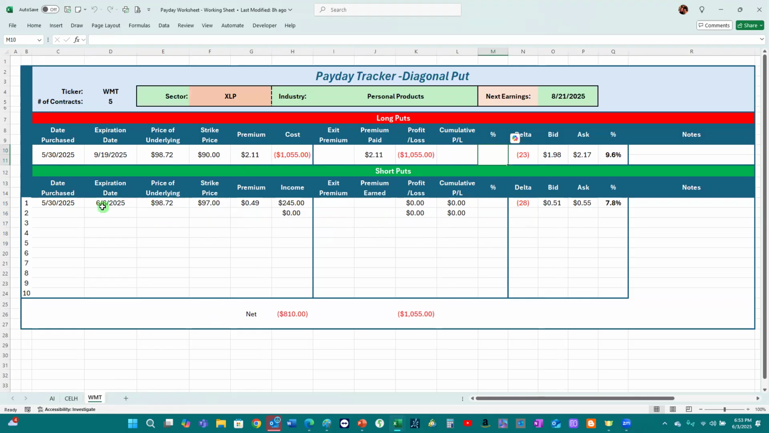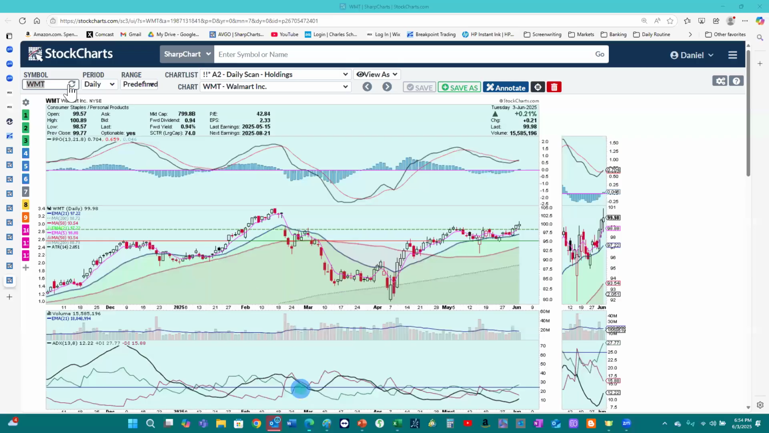We've only got one on Walmart, but right now this is for Friday as well. Strike price is 97. So let's go look at a couple of these. There's Walmart. So strike price is 97 for that one down here. I think that's right at the 21. I think it's probably likely it's going to stay above that. So we will keep that premium, just like the insurance company.